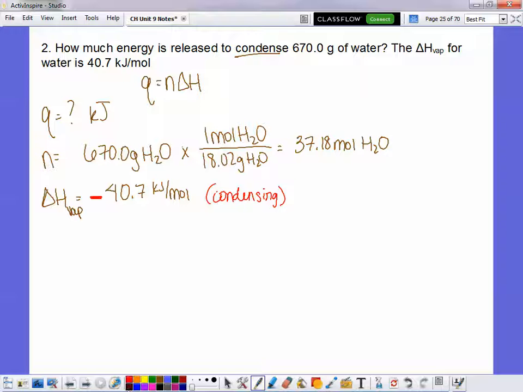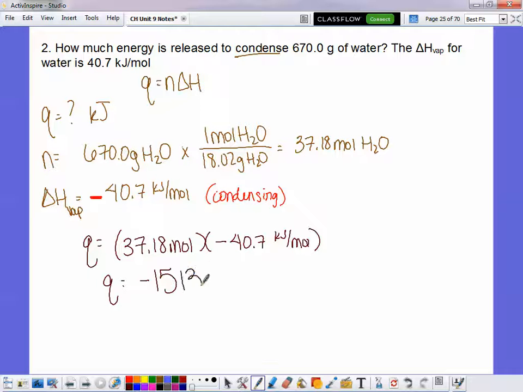So in order to solve this, negative 40.7. So our Q will be negative, and that's okay. The negative sign just means energy is being released. What do you get? Negative 1,513 kilojoules.